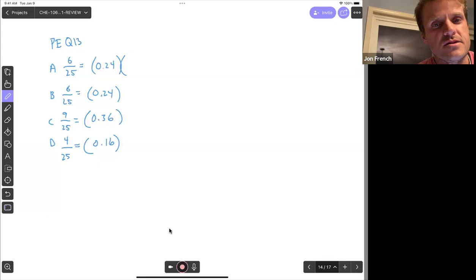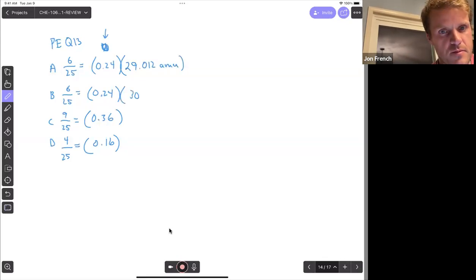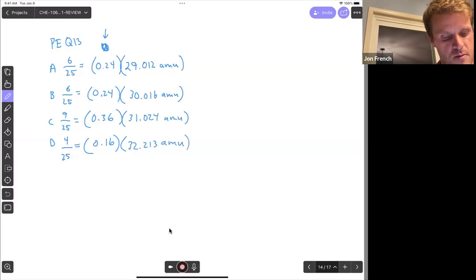If you had to convert from Celsius to Fahrenheit, I would give you the equation. So this is the percent abundance as a decimal, and now we're going to multiply it by AMU. So that way it's 29.12 AMU. This is 30.016 AMU. This is 31.024 AMU. And then this is 32.213 AMU. We're going to multiply all those together, add them up, and then that's our answer, right?